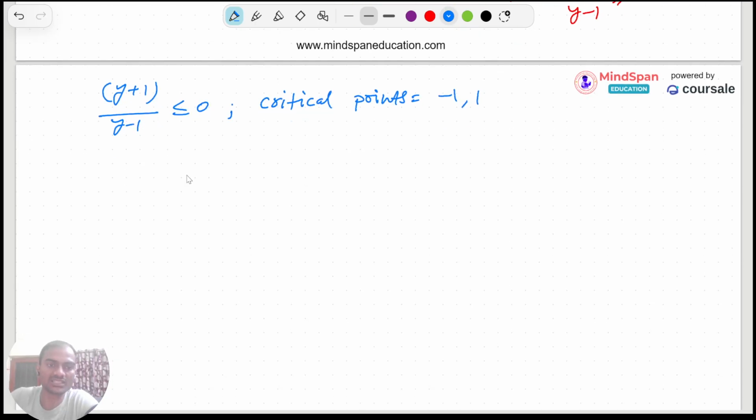Now if we plot this on the number line, this method I'm using right now is called the wavy curve method. In the first or second lecture I have explained this in detail. You should go through it if you are unaware of this. This is our number line and the points are minus 1 and 1.